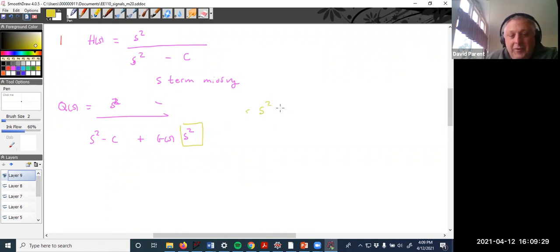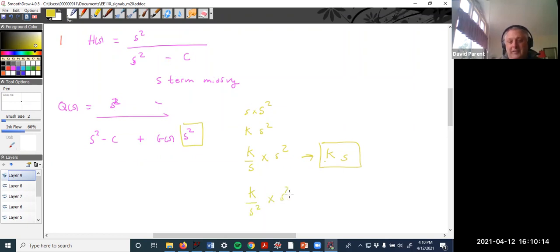Well, if I do s times s squared, that's s cubed. If I just do k times s squared, it gives me more of this. It doesn't give me anything else. Now, if I do k divided by s squared, I'll get k s. Great, there's my missing s to the first power term. But how do I get this down to a constant? Well, I have to use a double integrator. So I have to take whatever the numerator is and take k of s and manipulate it until I get what I want, right?